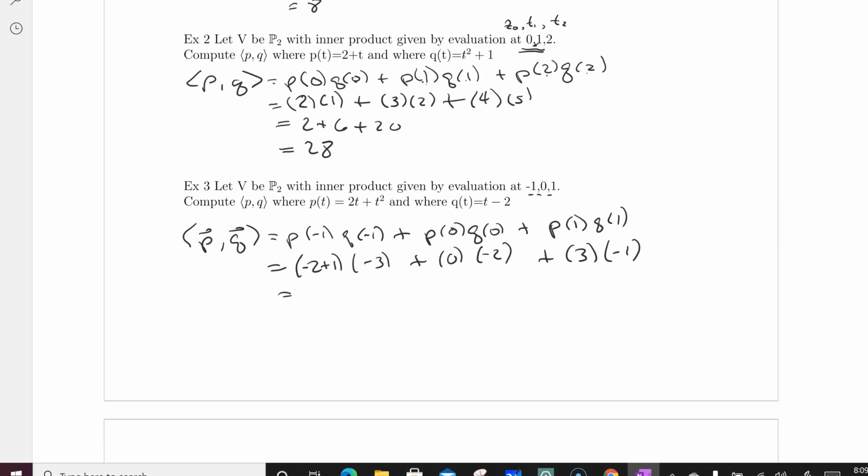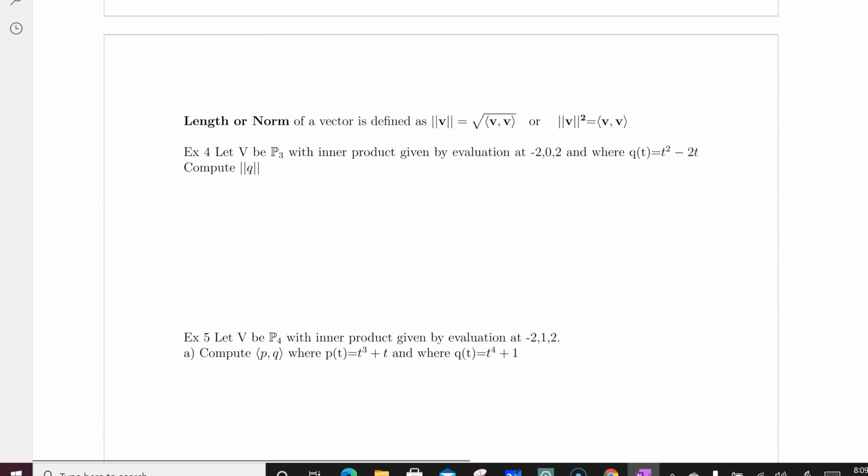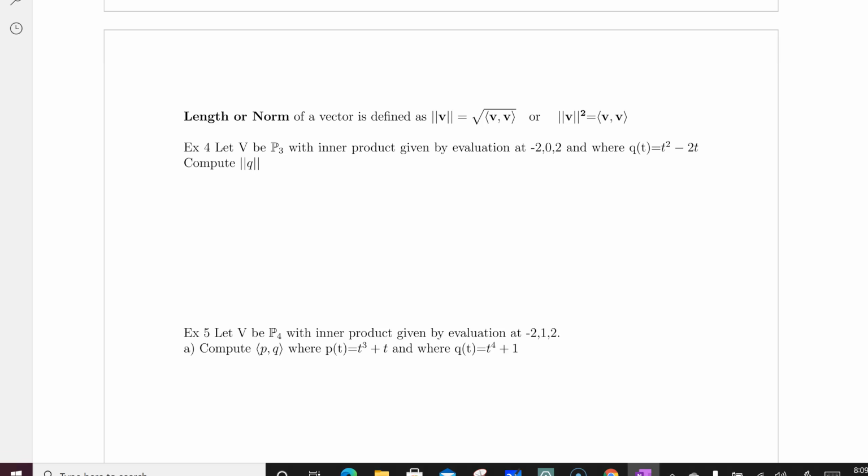So it's a negative 1 times a negative 3, so it's a positive 3 and a 0 and a negative 3. Oh my goodness, all for nothing. It's a big 0.